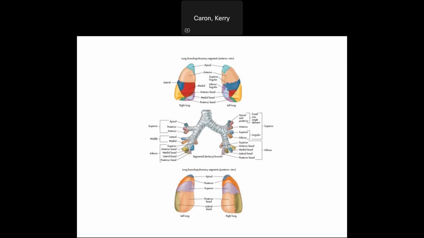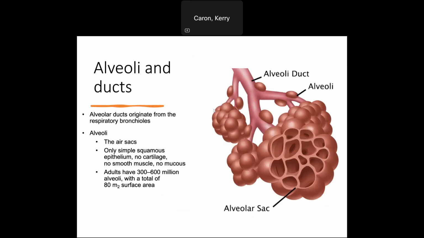Okay, so this is a nice picture of some of the sections of the lobes. You don't have to get this specific in this. Here's some bronchi, the right and left lung. Alveolar ducts originate from the respiratory bronchioles. So the alveoli are the air sacs at the end.